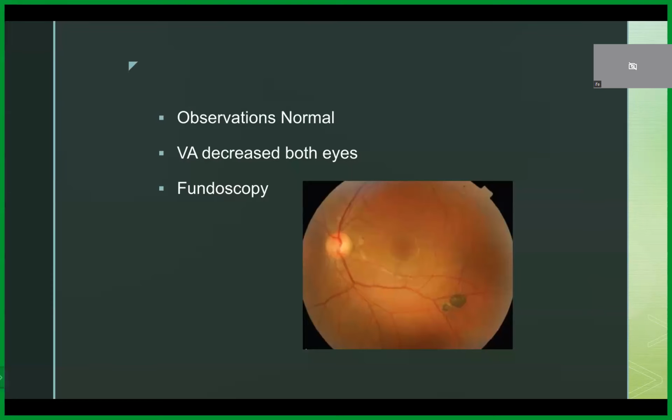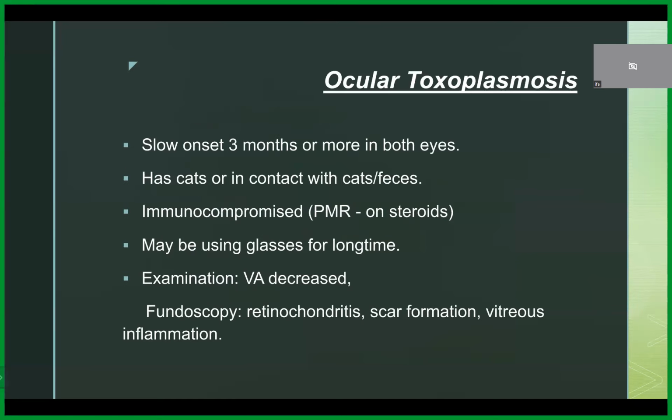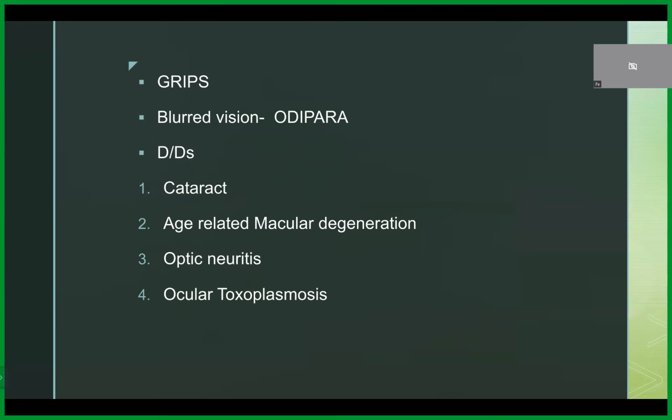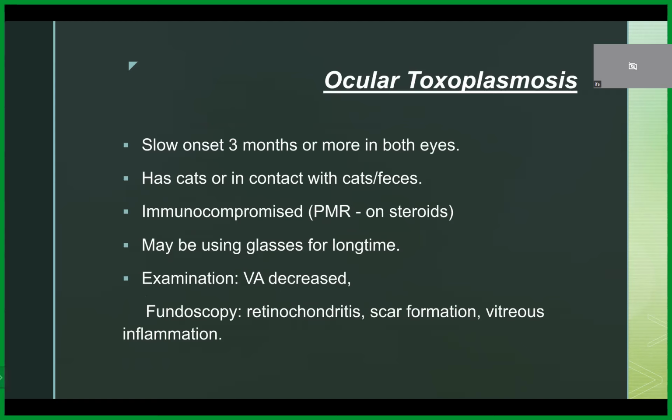So what we can see on the fundoscopy is that the main landmark of the fundoscopic finding of ocular toxoplasmosis is the scar formation. You can see this black scar formation on the fundoscopy. Just remember that all the other findings, the chorioretinitis, retinochoroiditis, and vitreous inflammation, are usually very difficult to appreciate on the fundoscopy. So just remember that there will be a scar formation in ocular toxoplasmosis.